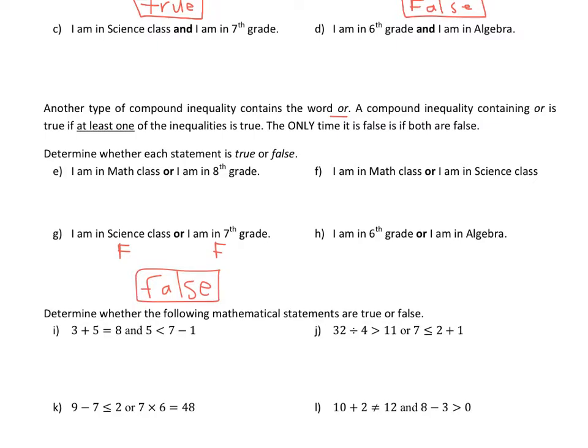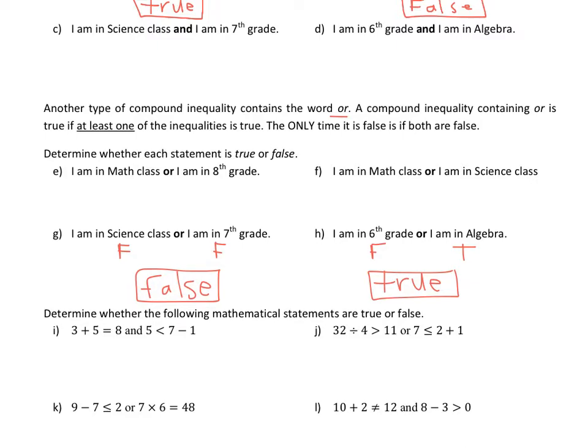Letter H, I am in 6th grade. False. I am in algebra. True. So read it all together. I am in 6th grade or I am in algebra. Because one of those is true, the truth value is true.